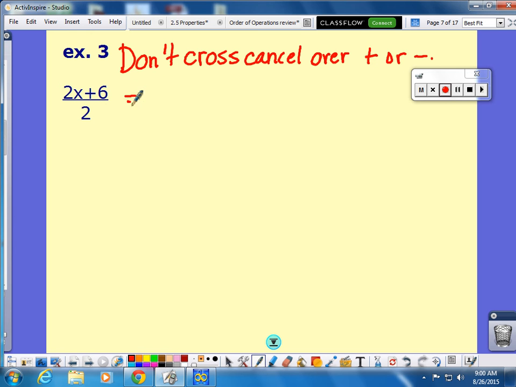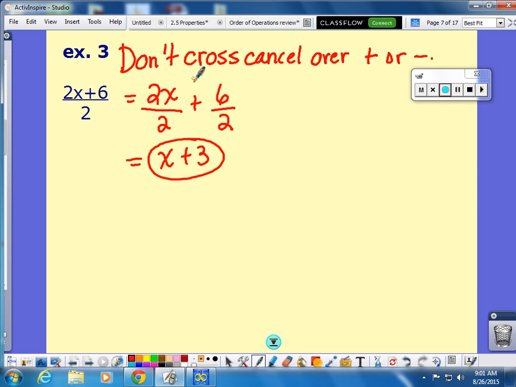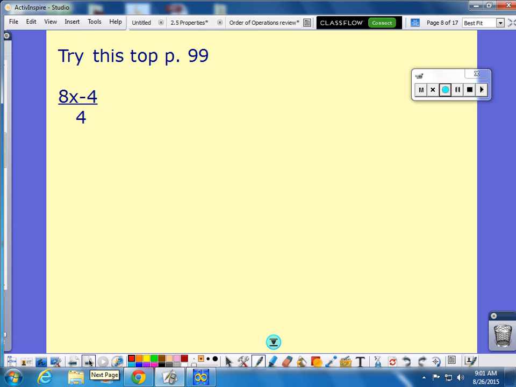What this means is that these two terms in the numerator share a common denominator, and if you just cross them out here, it looks like it's plus 6, but it's really not, because 6 is also divided by 2. So this would actually be x plus 3. You can separate it out like this, or you can do that in your head, but just don't forget, do not cross this way. They actually share a common denominator. All right, you guys try this one.